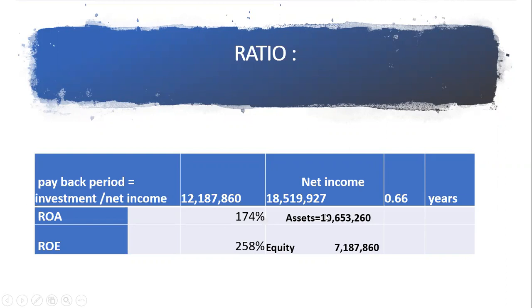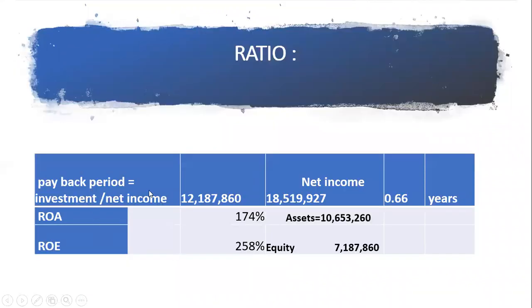So I'm trying to find the return on assets and return on equity. The net income 18 divided by the total assets gives 174%, which means that the income generated covers the assets more than its value, by 74%. And as well for the equity, here it is 2 times and a half. So it is highly rewarding.